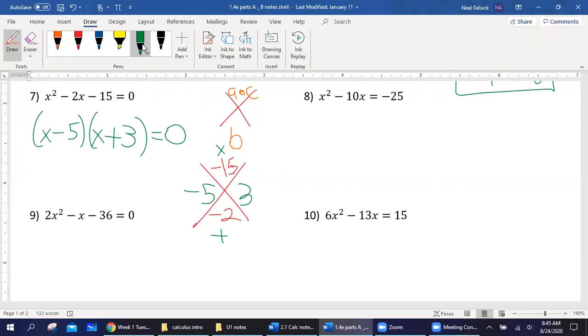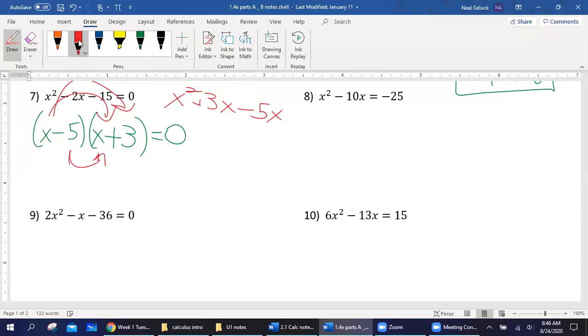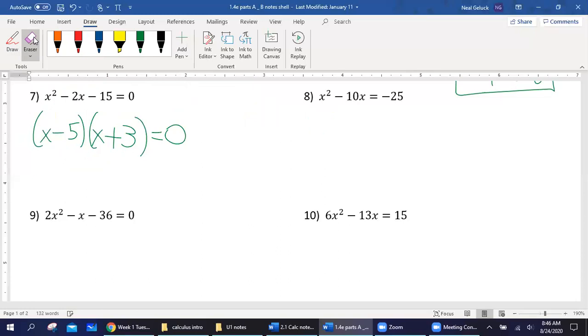By the way, you can check to make sure that you factored correctly by using FOIL. You can multiply them back together. Usually you can get to the point where you can do this in your head, but if I were to check this, first times first, x squared. Outers, 3x. Inners, negative 5x. Last, negative 15. That would turn into x squared minus 2x plus 15. Or sorry, minus 15. So you can always check your factoring to make sure it worked right.